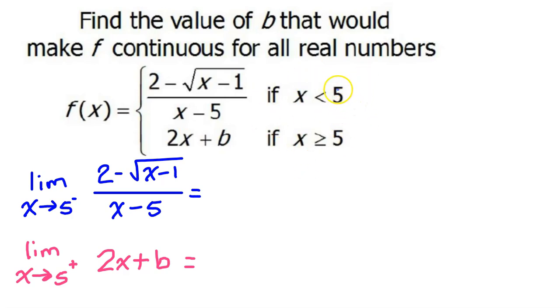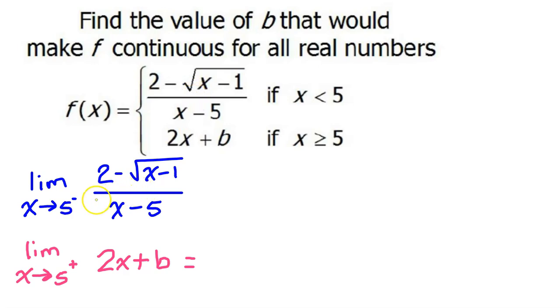So we need to find the value of b that will make f continuous at x equals 5. In other words, we need to find the value of b that will cause the limit as x approaches 5 from the left to equal the limit as x approaches 5 from the right. As x approaches 5 from the left, the top piece applies.